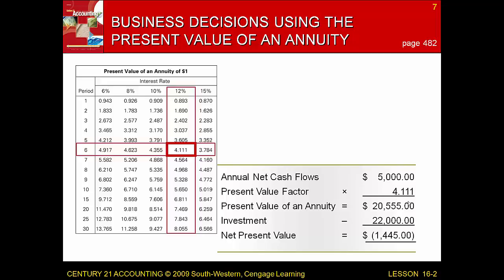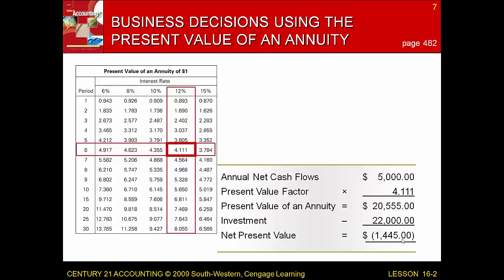$20,555. How much did I say that investment was for that equipment? Well, it was going to be $22,000. So if I say, all right, the difference between the two is going to give me a negative net present value of $1,445. Should this company make this decision? No. It's going to give them a negative present value, so that is not a good financial idea for this business to invest in that piece of equipment that would have an annuity, or again, the term annuity means equal cash payments.